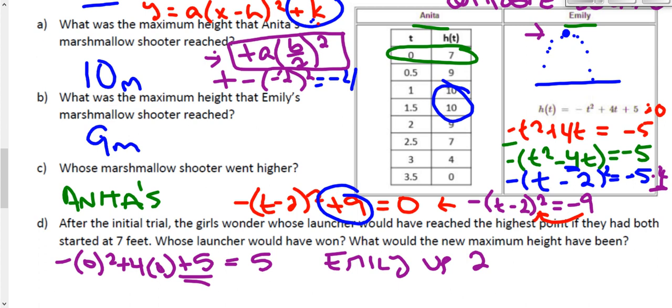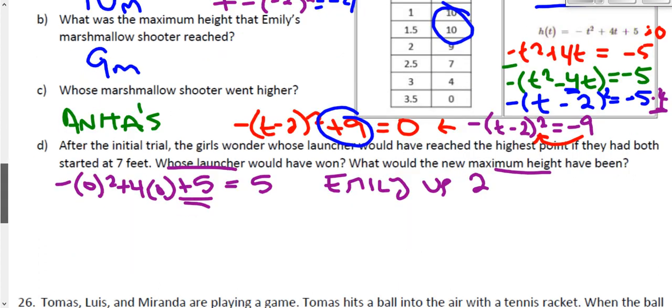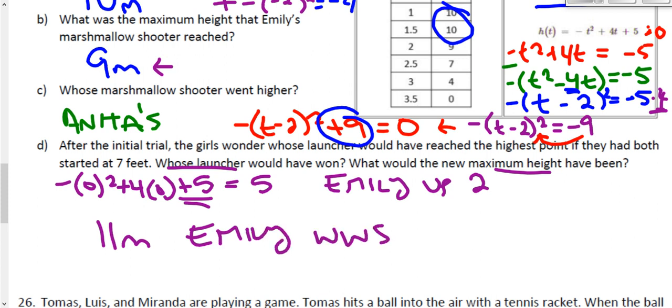So they're asking what the new maximum height would be and whose launcher would have won. So if we take Emily's height and add 2, we would get 11 meters, which would be the new maximum height. It would be higher than Anita's 10 meters, which means that Emily's would win. And her new maximum height is 11 meters. We just raise everything about Emily's equation by 2 meters, including her maximum height.